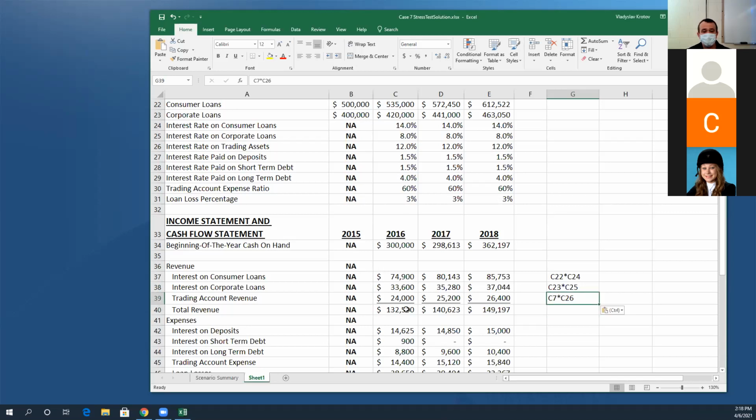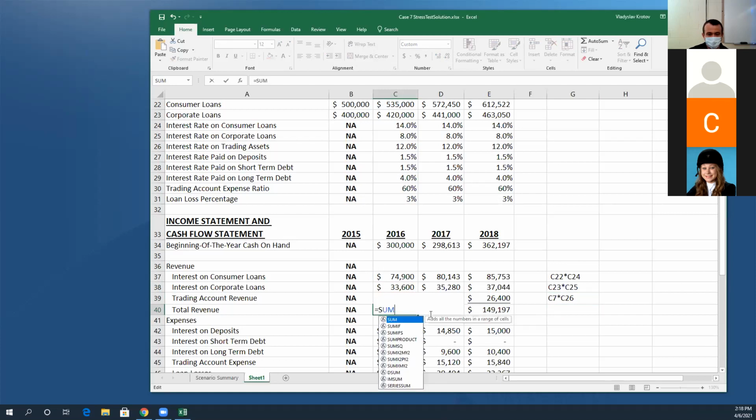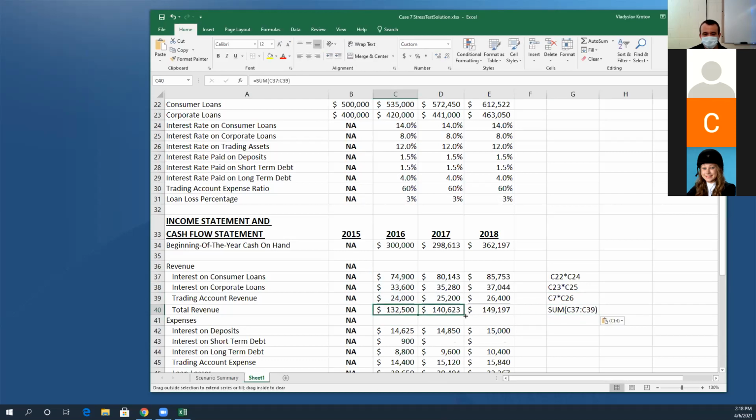So this is the formula. And here we have total revenues, which is the sum of those three cells. Or you can do it like this: you can put the sum formula, open parentheses, and just hold control and drag it across those three cells. So it's sum C37 to C39. And I'll copy this formula here. If you drag it, it will be the same thing. So this is your total revenue as a bank.